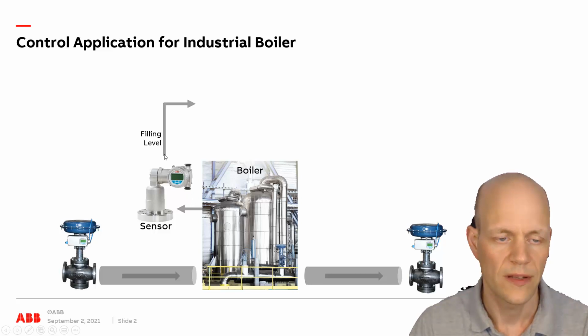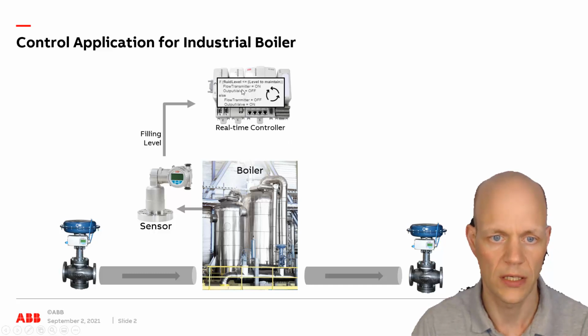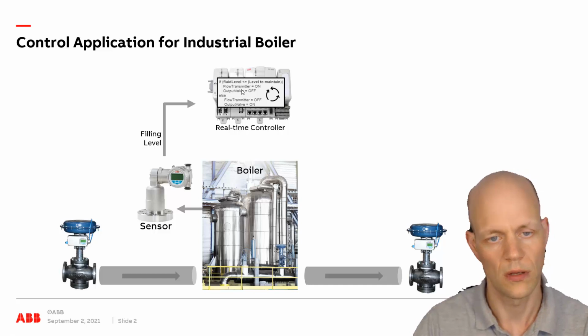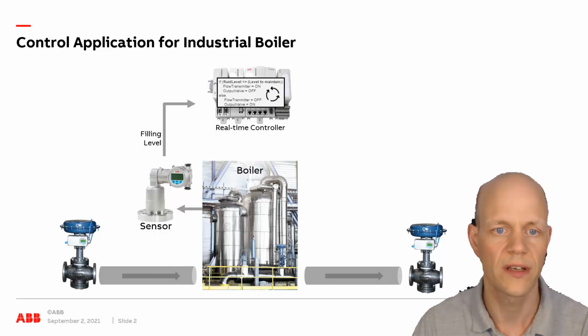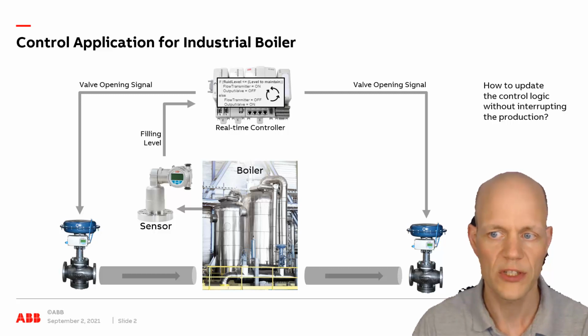And it sends the filling level, the current filling level, to an automation controller, a real-time controller here. The real-time controller has a control algorithm inside, which it executes cyclically, so constantly every 100 milliseconds, for example. And then it sends the valve opening signals to the valve to regulate the filling level in the tank, depending on the chemical reaction. So the question here is now how to update this control logic without interrupting the production.